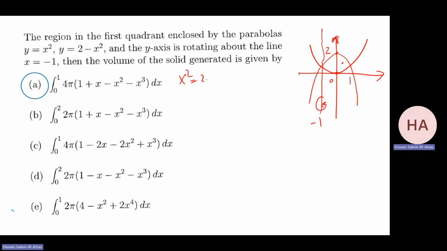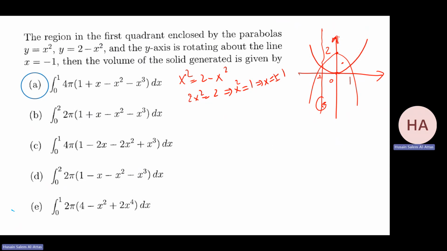Actually, I can check. x squared equals 2 minus x squared. So I have 2x squared equals 2, so x squared equals 1, so x equals plus or minus 1. So this is 1 and minus 1, where they intersect. Which is my line. Okay.